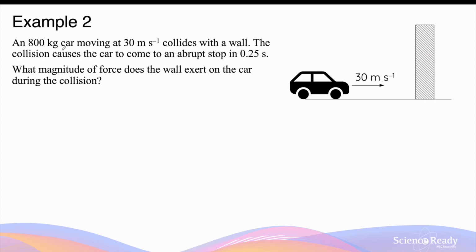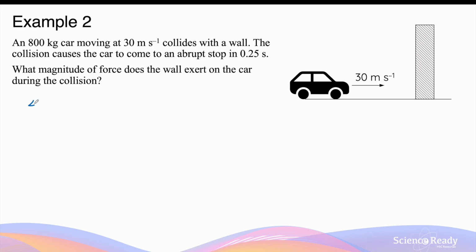An 800 kilogram car moving at 30 meters per second collides with a wall. The collision causes the car to come to an abrupt stop in just 0.25 seconds. What magnitude of force does the wall exert on the car during this collision?